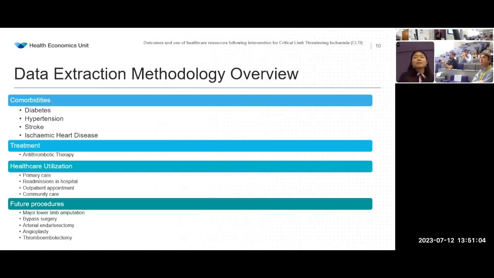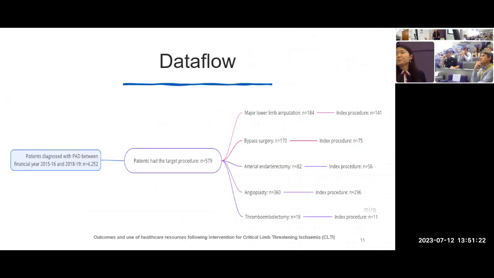And another thing we look at is the future procedures, which are exactly the same five types of procedures as the index procedures. We look at the frequencies of the procedures within 3 months and 1 year after the index procedures, and also the cost of these procedures. The cost is based on the spell level.